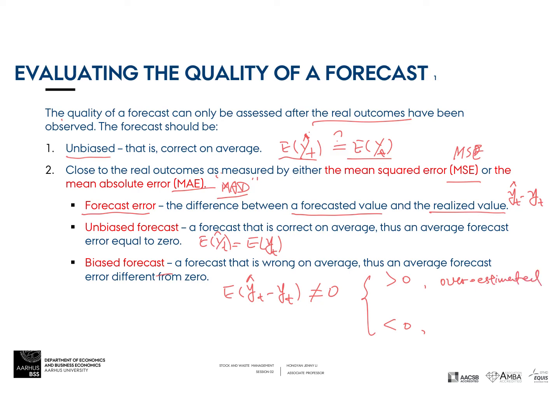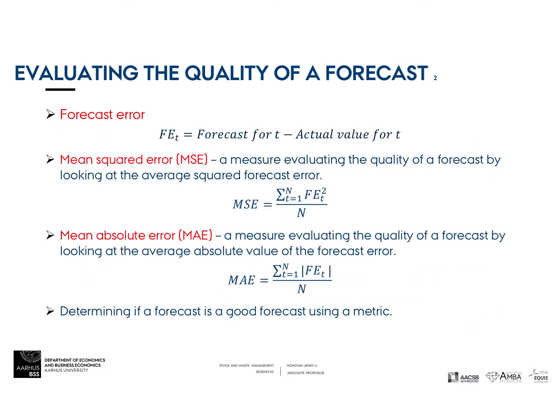If it is less than zero, then that's underestimated. And equal to 0, then that's unbiased. So regarding the forecast error for the individual forecasts, we actually have the method. Later on we talk about MSE and MAE. So we continue to talk about the forecast error.